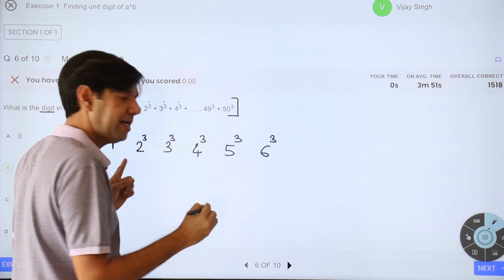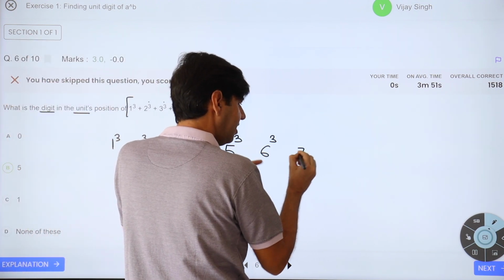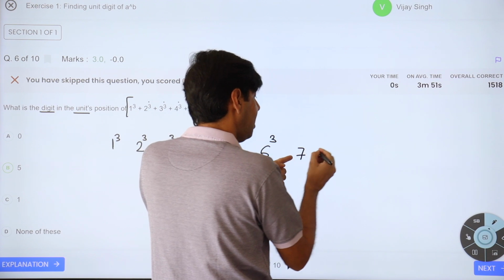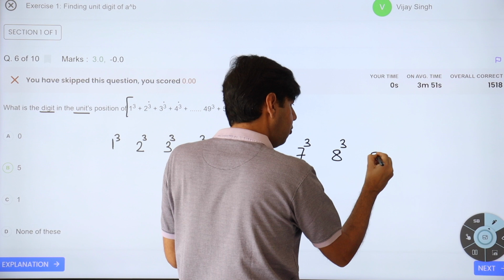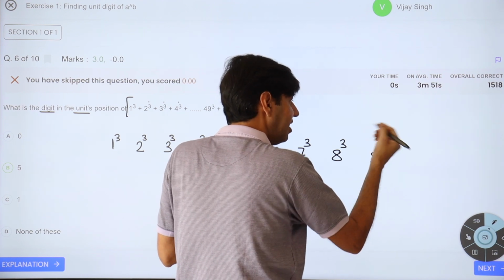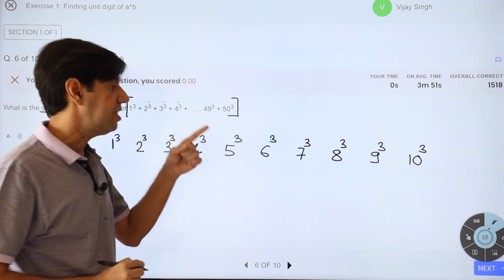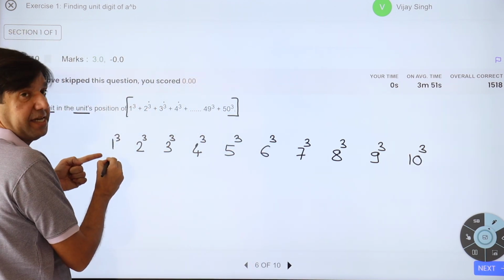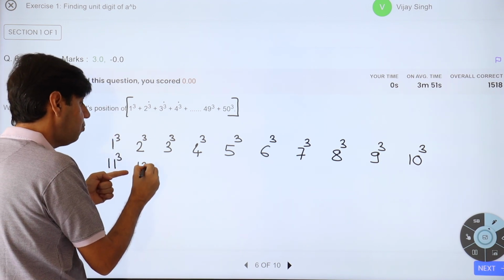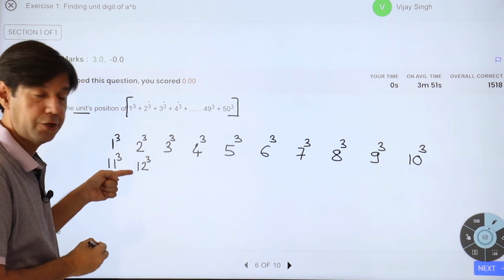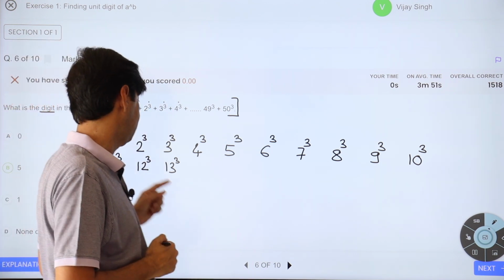Now I continue writing till the time I see some repetitions. A 7 cube is 343, it will end with a 3. 8 cube will end with a 2, 512. 9 cube, you should know, 729, will end with a 9. And 10 cube will end with a 0. Now if you see 11 cube, it will start repeating. 11 cube will end with the same number as 1 cube ended. A 12 cube will end with the same digit as the 2 cube, and so on.